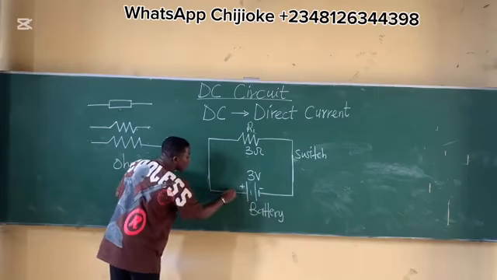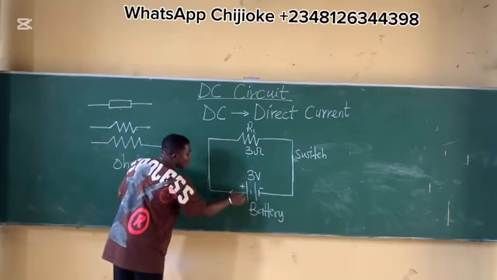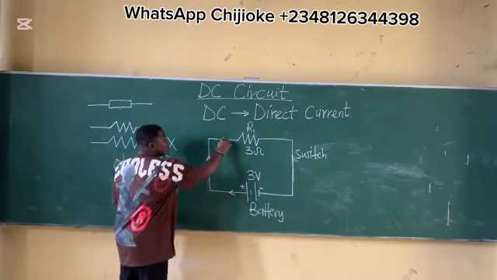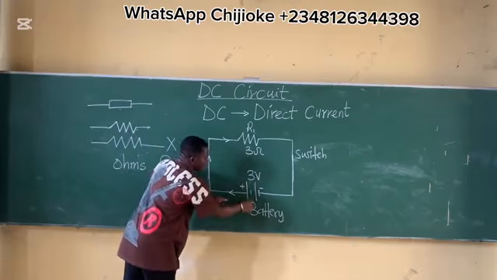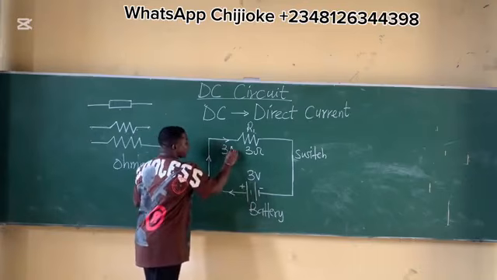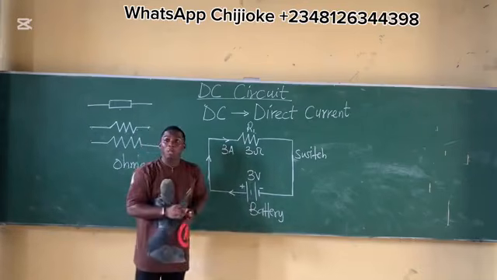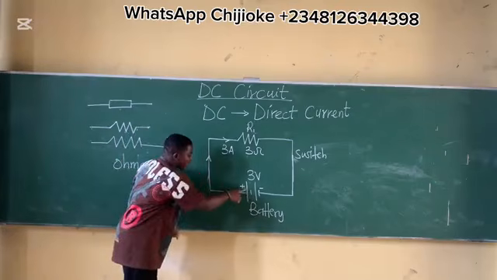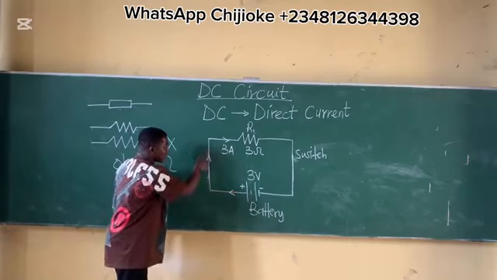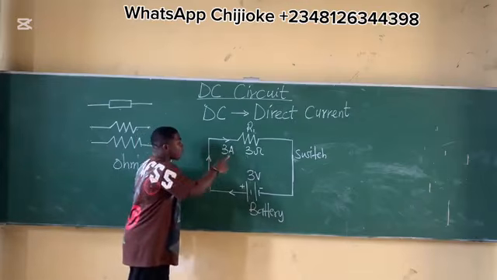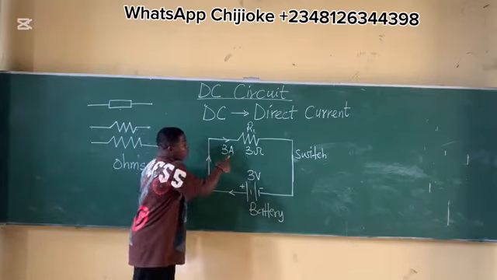Now when the switch is closed and I connect it to a battery, this battery is going to supply current. The current moves from the positive terminal in this direction. Now if this battery is supplying a current of 3 ampere, please listen attentively. This is going to help you in understanding Kirchhoff's voltage and current law. Let's assume that this battery is supplying a current of 3 ampere. The unit of current is ampere.